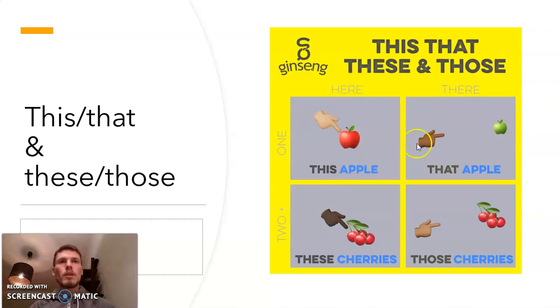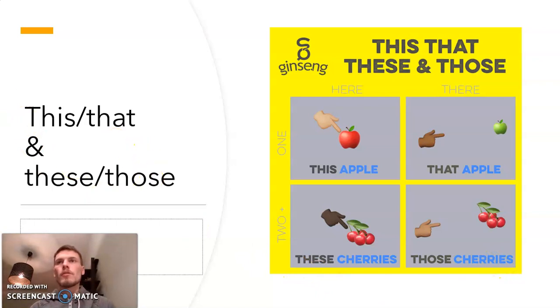Also here, you see in the picture, this apple when it's close, and that apple when there's a bit of distance. You also see it here, it's when it's close to you, and there is when it's a bit far away. Here's when it's one, and when there are two, we say these. That's still when something is close to you, but they are plural, like there are more of these cherries. And if the cherries are far away from you, you would say those when you're talking about many.